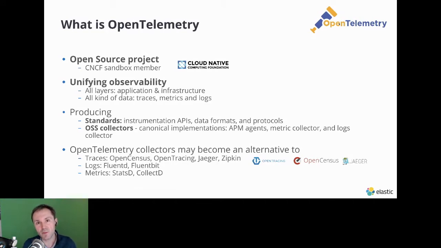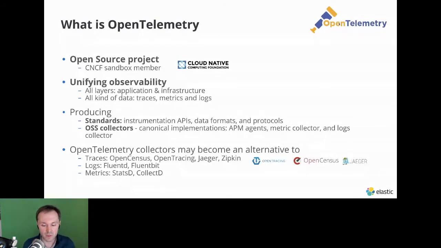Then something else very important to understand about OpenTelemetry is that it is also providing some open source collectors, canonical implementations: APM agents, metric collectors, and logs collectors. And these are not like reference implementations that every project, every vendor will re-implement. It's really a canonical implementation that is the foundation of observability for all the vendors who are looking at integrating in this OpenTelemetry ecosystem. And I will show you with an architecture diagram how it enables the removal of vendor lock-in.